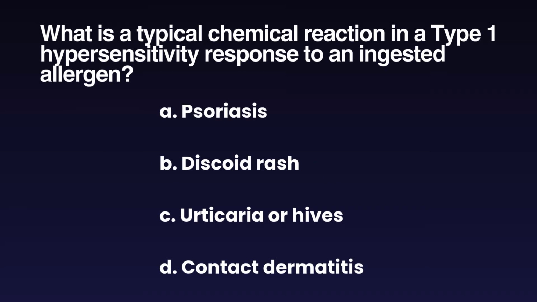What is a typical chemical reaction in a type 1 hypersensitivity response to an ingested allergen? A. Psoriasis. B. Discoid rash. C. Urticaria or hives. D. Contact dermatitis. 5 seconds.